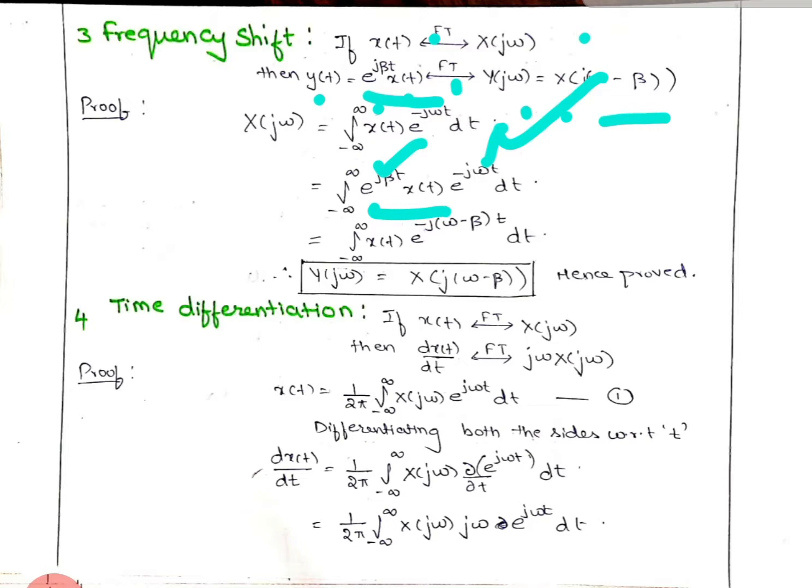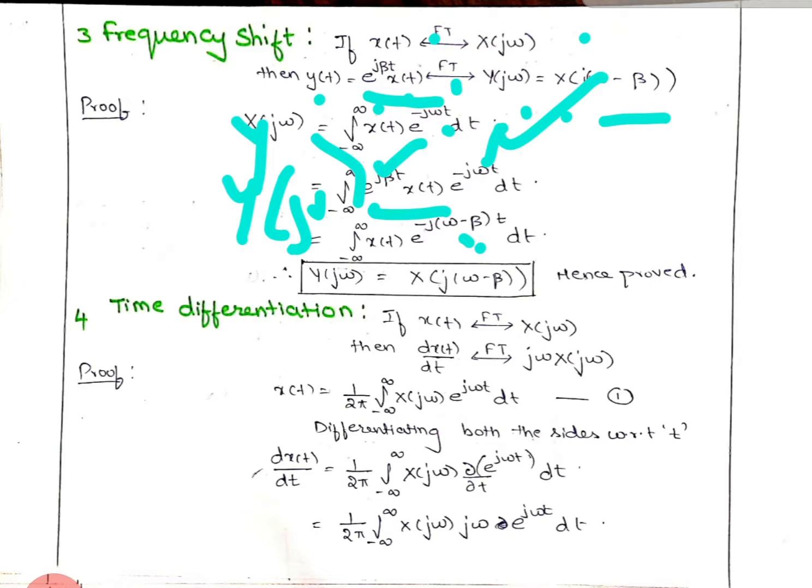So substitute here. Now from these two terms you can take out minus j and t common. Now compare this equation with the first equation. Instead of j omega here you have omega minus beta. Therefore y of j omega is x of j into omega minus beta, hence proved.